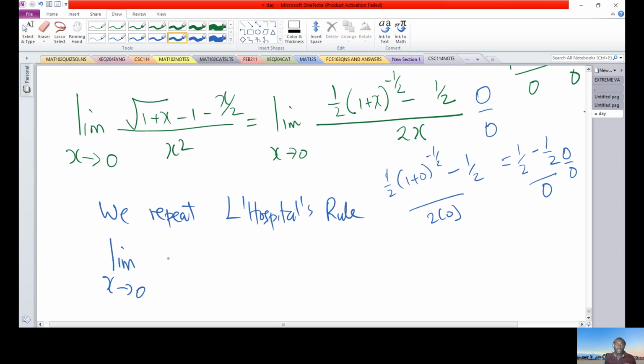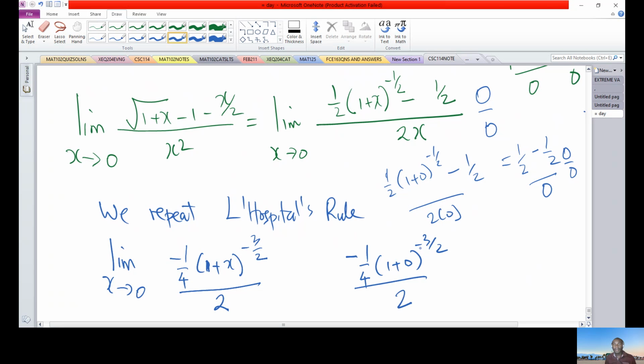So differentiating this one, we get negative 1 over 4, (1 plus x) raised to power minus 3 over 2. This will just be 0, and then over 2. So here now direct substitution will have negative 1 over 4 times (1 plus 0) raised to power negative 3 over 2, over 2. So this will be 1. So we have negative a quarter divided by 2, which will be negative 1 over 8. So this example illustrates a case whereby you can apply L'Hospital rule more than once.